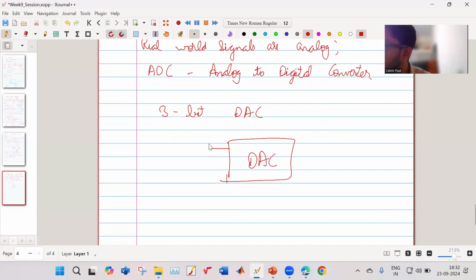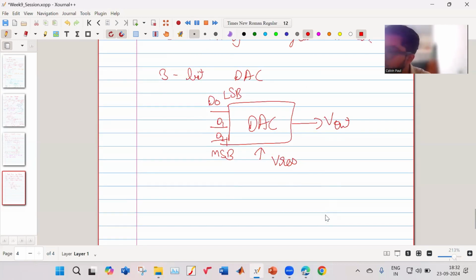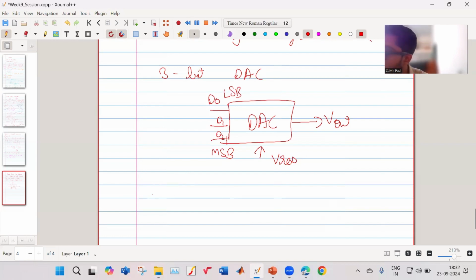Okay, it has 3 bits. There's a D0 bit, D1 bit, D2 bit. D2 is the MSB, D0 is the LSB, and this is the output. It also has something known as V resolution, which we will come to later. So now this is my D2, D1, D0, and this is my V out.